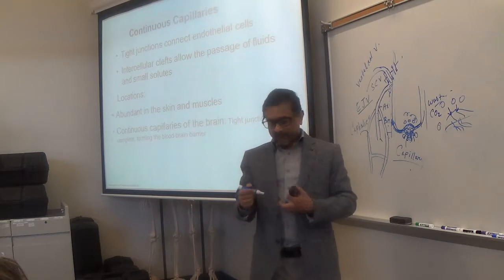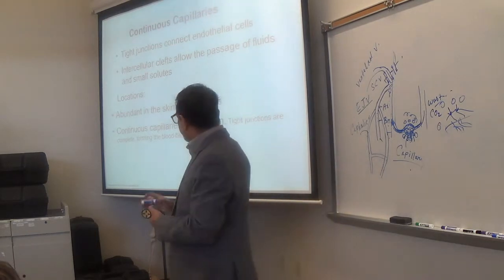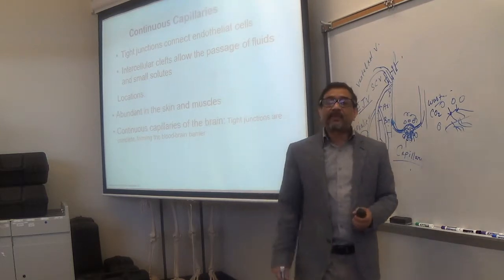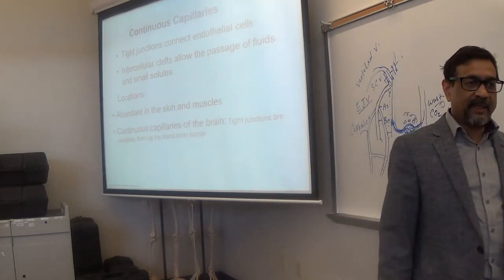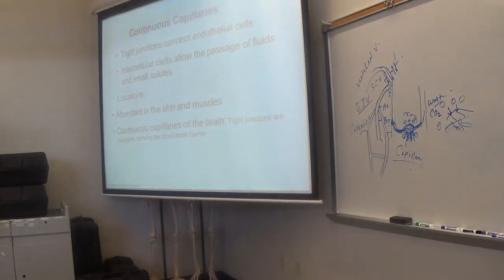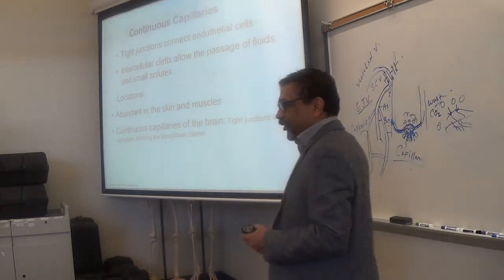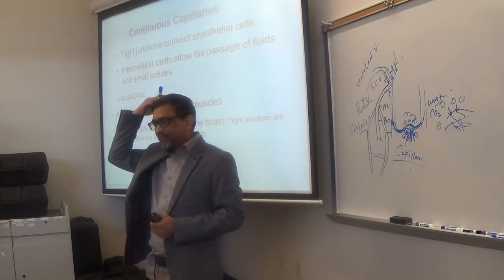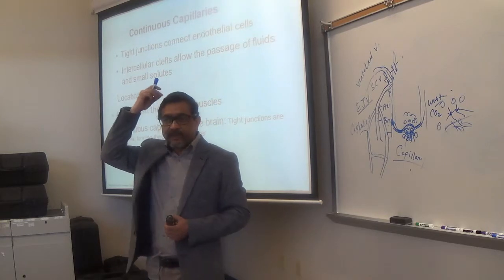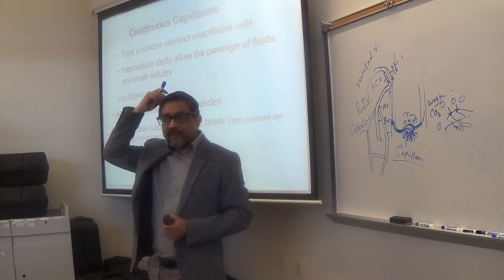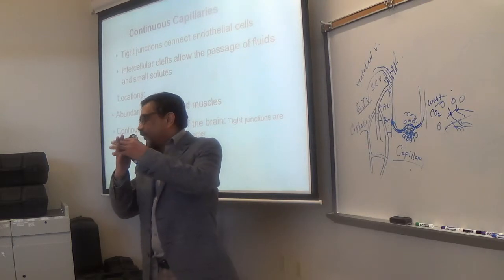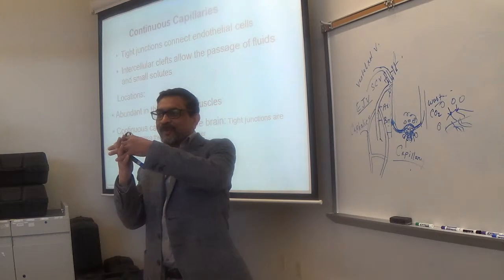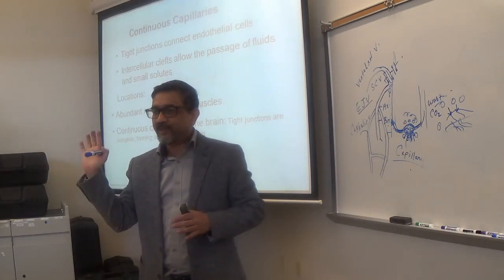Why are they different? Because in the brain, continuous capillaries are less porous than in the skin and muscles, which is very important because you know that brain tissue is what? Very sensitive, right? Brain tissue is very sensitive. So that's why the continuous capillaries in your brain are less porous. Make sense? So toxic chemicals will not be able to get out from the blood and will not be able to harm the brain. Make sense?